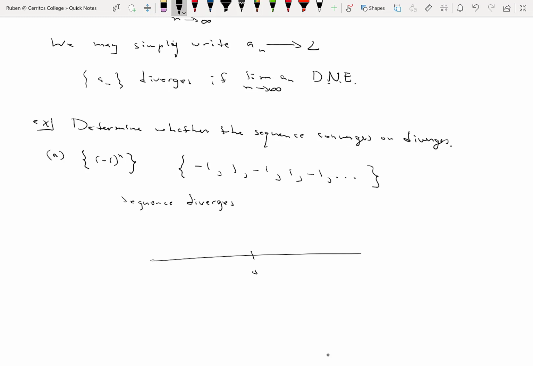If this is 0, and this is 1, and this is -1, the terms in the sequence bounce back and forth between -1 and +1. So if you use that kind of dotted line to indicate what's going on, the sequence starts at -1, it goes to +1, then -1, to +1, -1, +1. All we do is bounce backwards and forwards between +1 and -1.